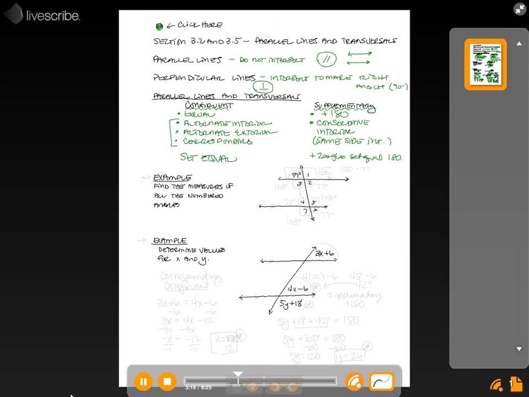The first one says find the measure of all the numbered angles in our picture. We know one angle here is 77. We got to find the rest of them. And we're going to use these ideas that we talked about up here, these relationships. These two lines, we're going to go ahead and mark them parallel so that all of these hold true. So if this one's 77, well, that is a corresponding angle with angle 4. So angle 4 has to be 77.